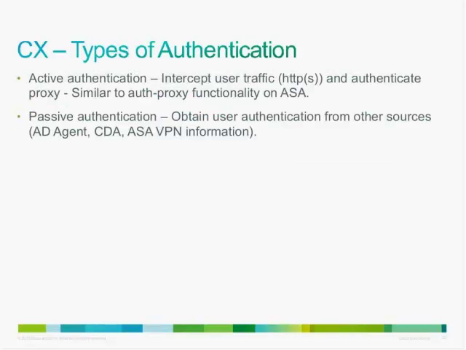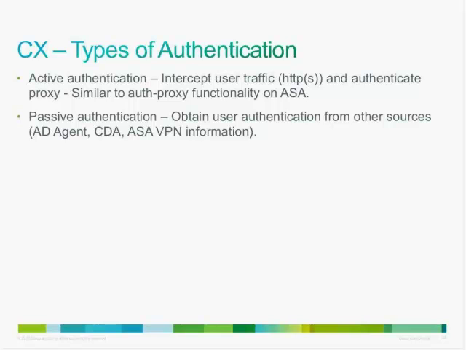So, now going over the different types of authentication. The CX supports two types of authentication. First being active authentication, second being passive authentication. In case of active authentication, the CX intercepts the user traffic, HTTP or HTTPS, and it acts as an authentication proxy. I am not sure, but I guess most of you must have used the auth proxy functionality on the ASA. This functionality is similar to that, wherein the CX throws a challenge authentication response to the user, and based on the information provided by the user, it takes a decision whether to allow or deny that traffic.